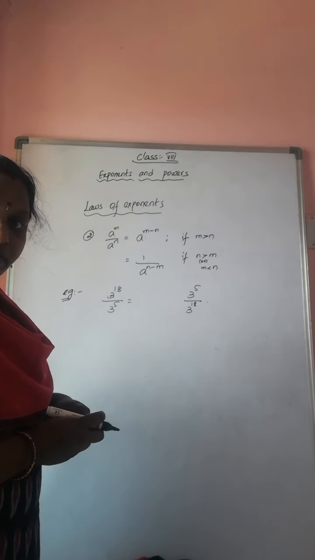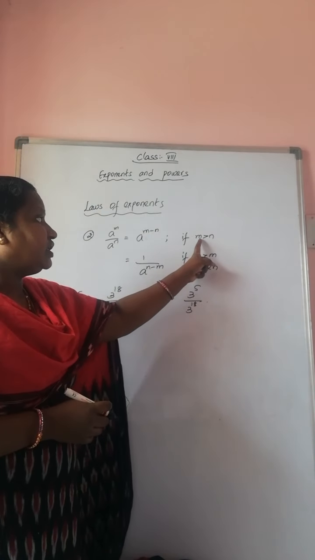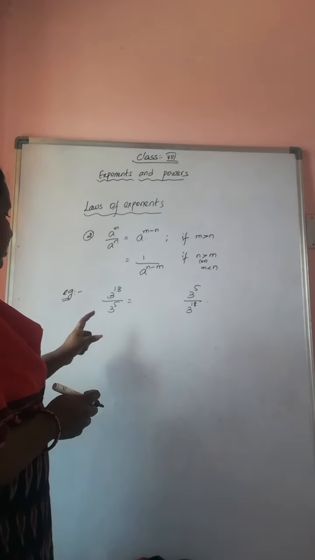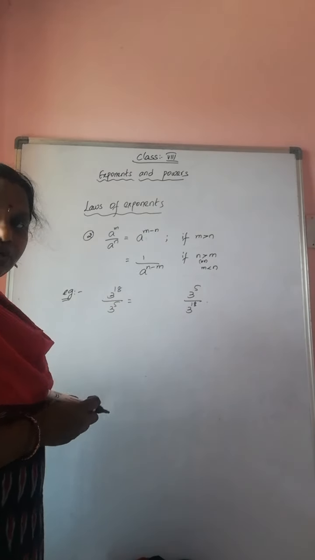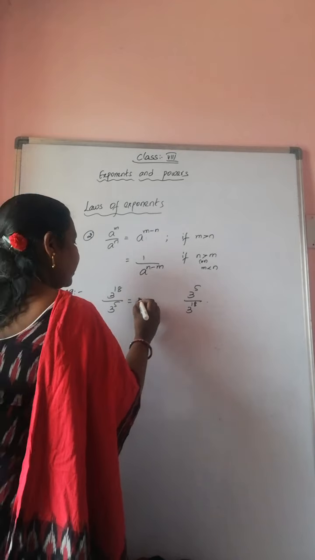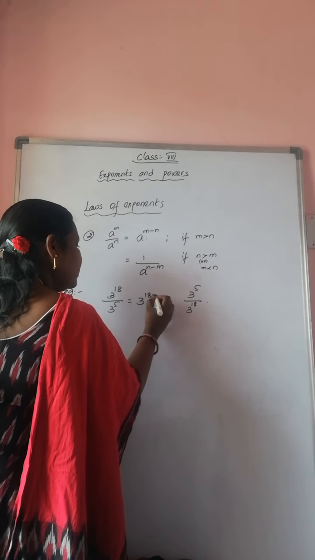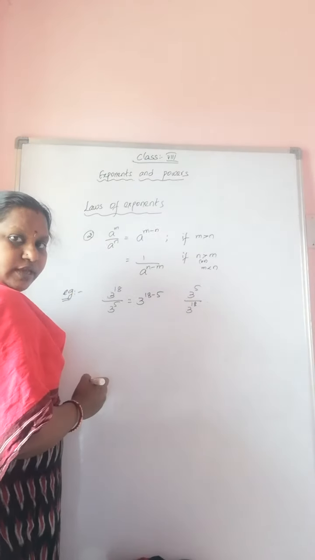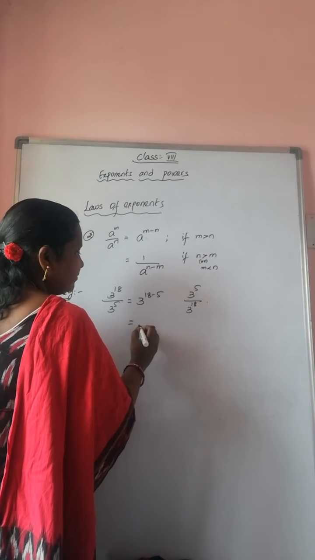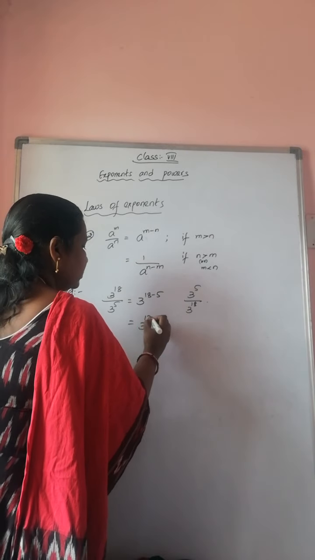So what I told you to do is check the conditions. What is the condition, if m is greater than n? You can check the condition here. M is greater than n only, no? Numerator power is m, denominator power is n. So at that time what can we take? 3 power, this lower power we have to take up, 18 minus 5. So 3 power 18 minus 5 is nothing but 3 power, from 18 if you subtract the 5, you are going to get 13 as the answer.